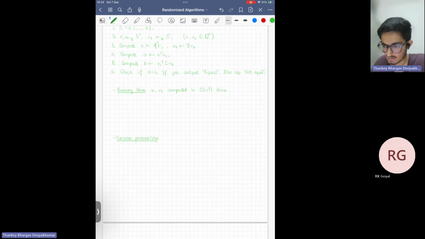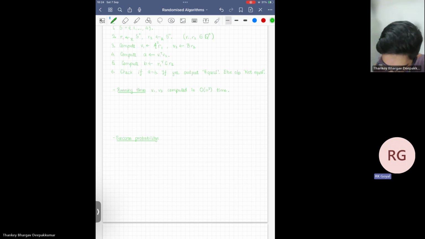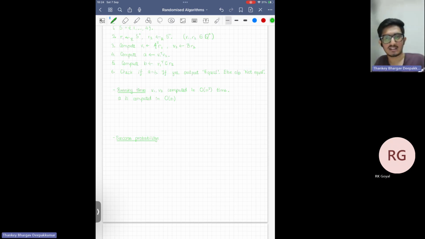Same for V2, right? And then to compute A1, V1 is a matrix of the dimension n cross 1, and this would also be n cross 1. So again of the order of n square. It's n cross 1, n cross 1, so it's order n, right? It's just a dot product.